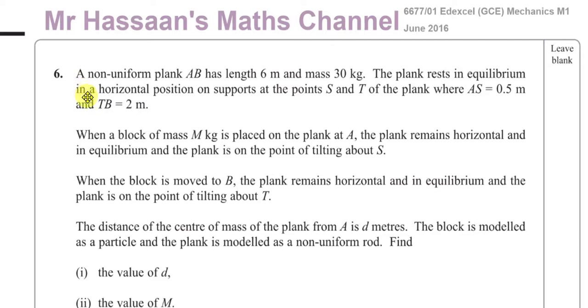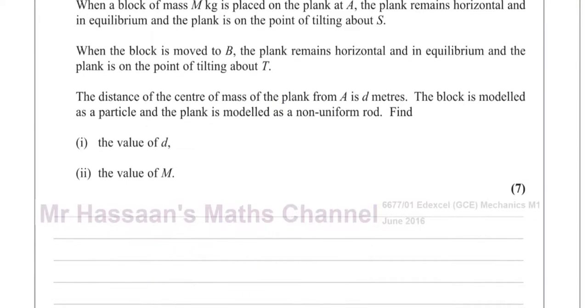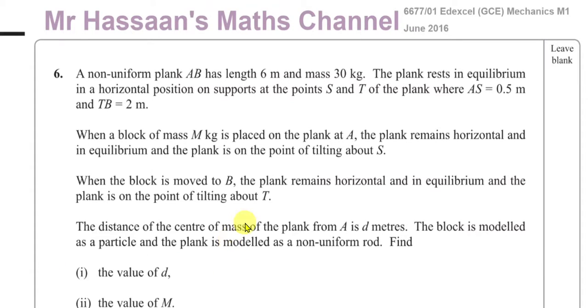We've got a question about a non-uniform plank, AB, which has a length of 6 meters and a mass of 30 kilograms. The plank rests in equilibrium in a horizontal position on supports at the points S and T of the plank, where AS equals 0.5 meters and TB equals 2 meters. Here they haven't drawn any diagram for us, which is maybe on the rare side. So we have to draw the diagram ourselves. Anyway, they're giving us some details.